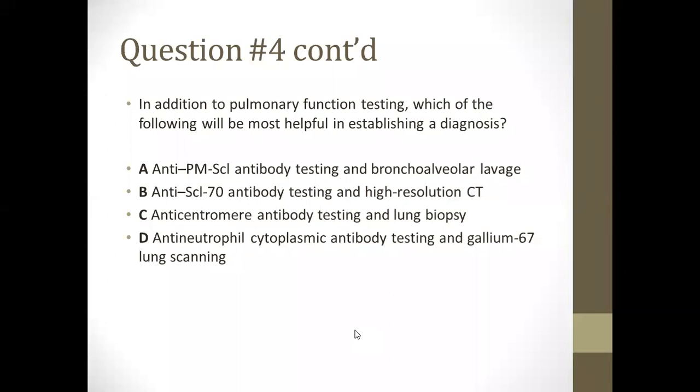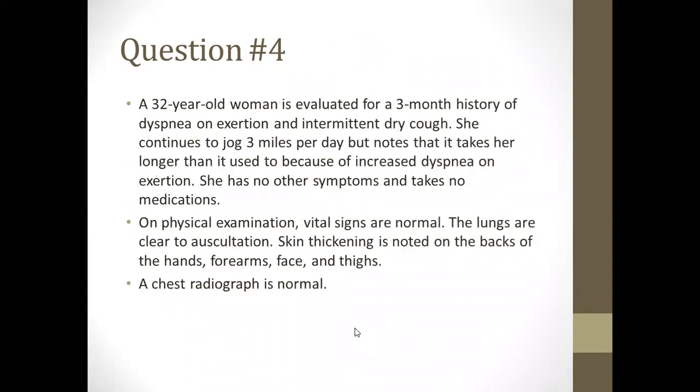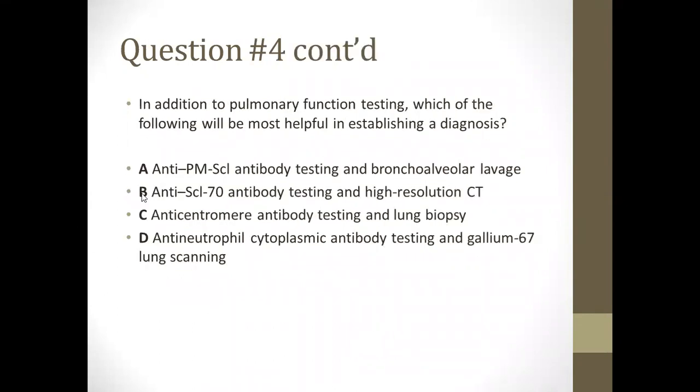Who votes for B, anti-Scl-70 antibody testing, high resolution CT? C, anti-centromere antibody testing and lung biopsy. D, ANCA antibodies. I threw y'all off. This isn't an ANCA answer, but y'all knew it. Nobody voted for ANCA. Okay, so she is sounding like she's turning into generalized scleroderma, a systemic scleroderma, and the testing for that would be B, Scl-70 and a high resolution CT.